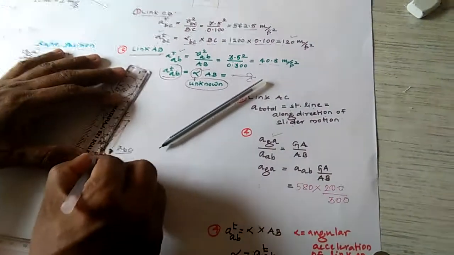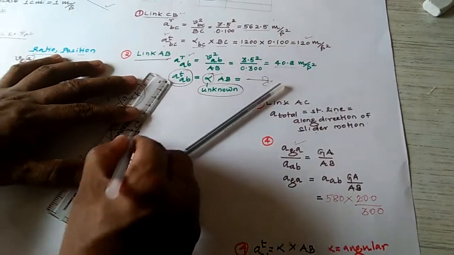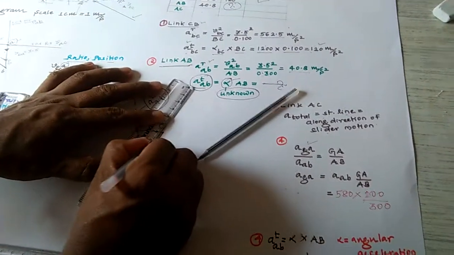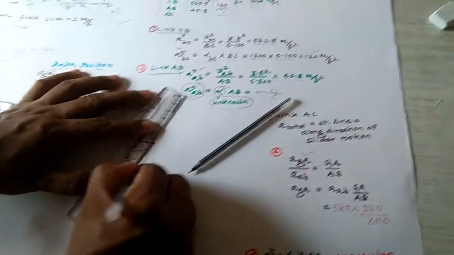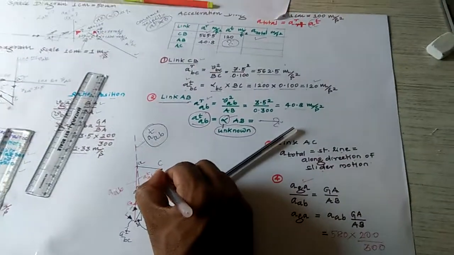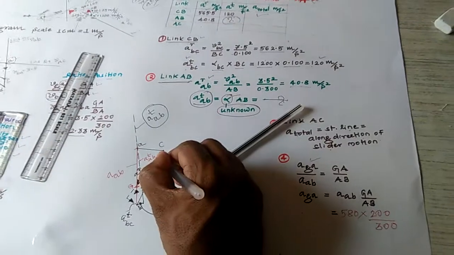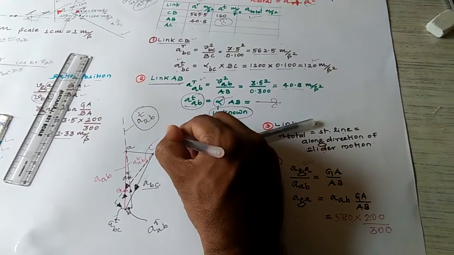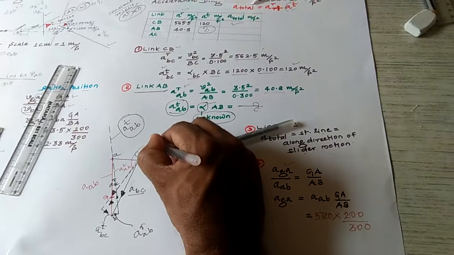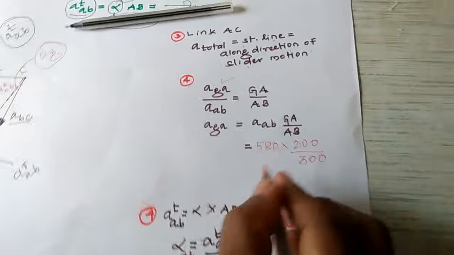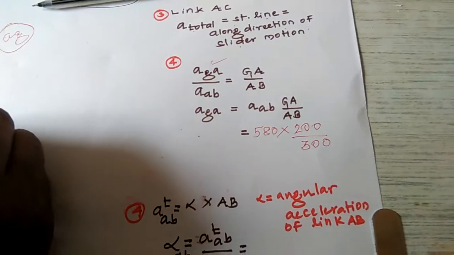Then you join it to the fixed point here. This is the link AB, you can see it. That is the acceleration of G. You measure it, the acceleration of G. You will get it as something. This 4 means something. You will get it. Then you will find G.